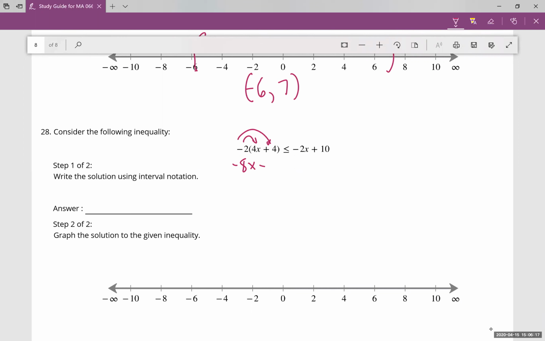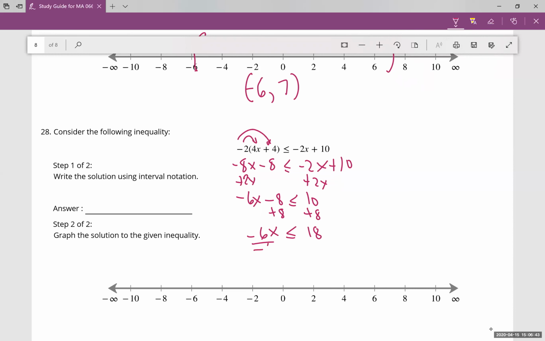Negative 8x minus 8 less than or equal to negative 2x plus 10. At this point, I want you to get x on the first side. So let's get x's on one side. Negative 8x plus 2x is negative 6x. Minus 8 less than or equal to 10. Now let's add 8 over here. Negative 6x less than or equal to 18.